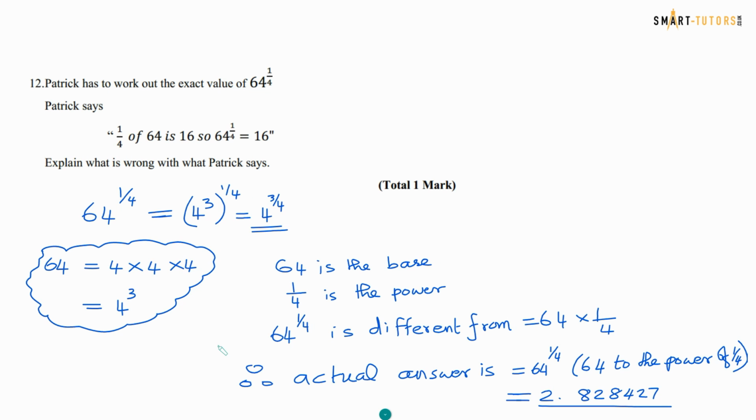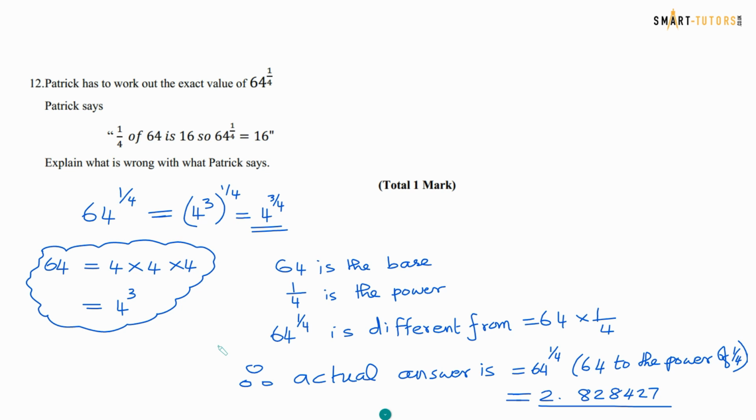Question number 12. Patrick has to work out the exact value of 64 to the power 1 over 4. Patrick says 1/4 of 64 is 16, therefore the answer is 16. Explain what is wrong with Patrick's answer. The calculation is wrong because for 64 to the power 1/4, 64 is 4 times 4 times 4, 4 to the power 3, so 4 to the power 3/4 is the actual answer. You can press the calculator and get the answer.